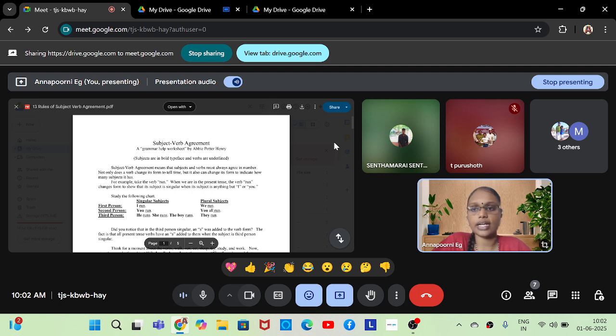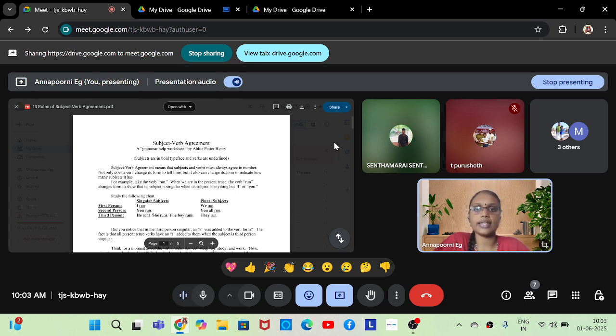Today we are starting a new chapter that is called Subject-Verb Agreement. So we know how to identify a subject in a sentence. Subject means about whom or about what we are speaking about in a sentence, and it will be the performer of the action also. That is called the subject, and the subject will be the performer of the action. It will be the doer of the action.